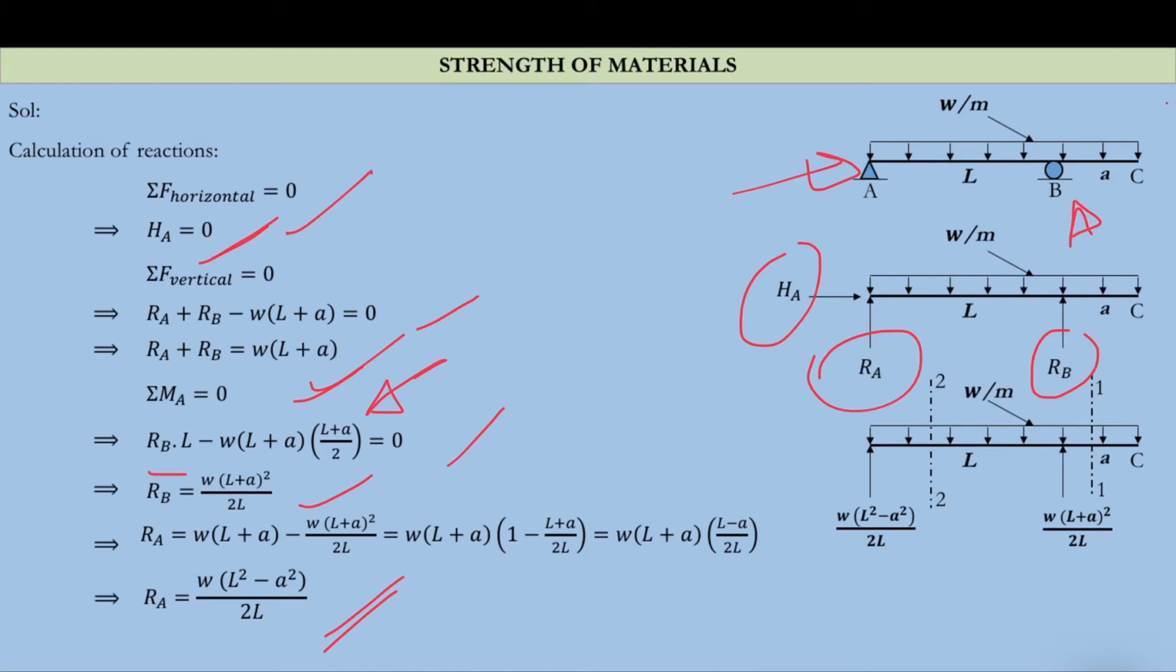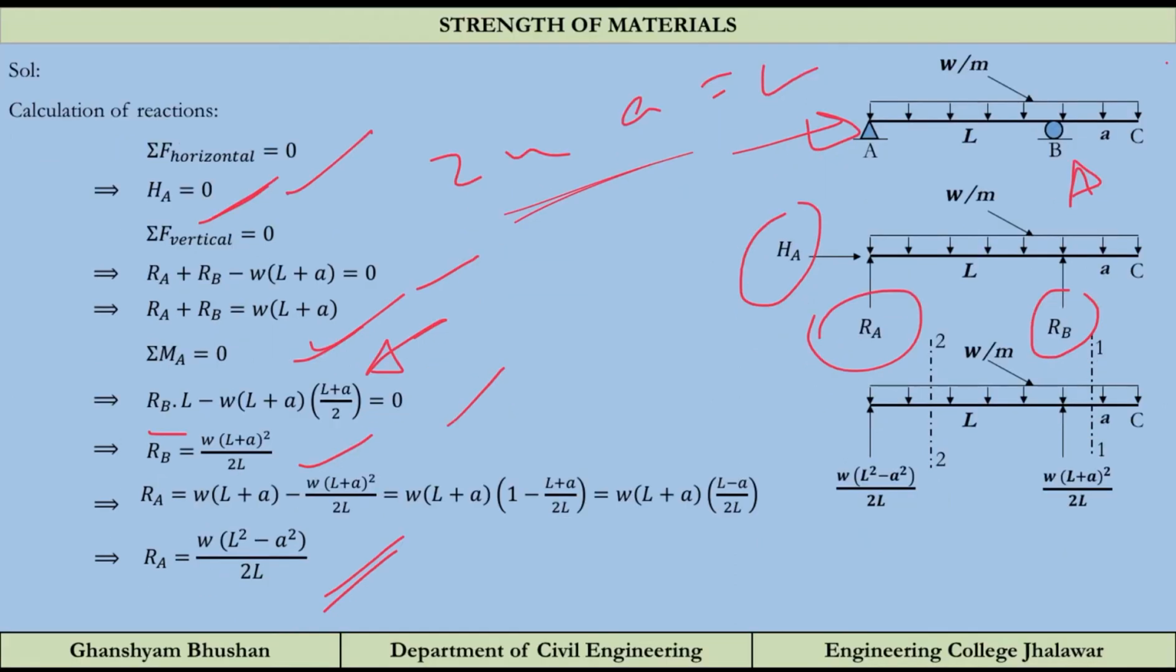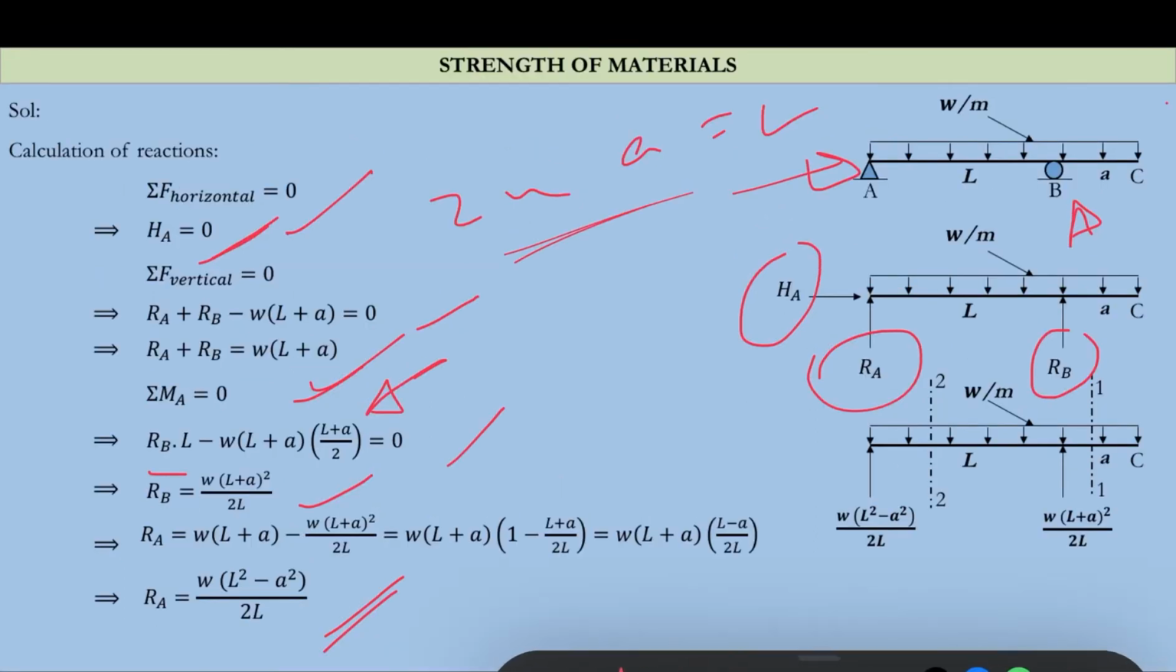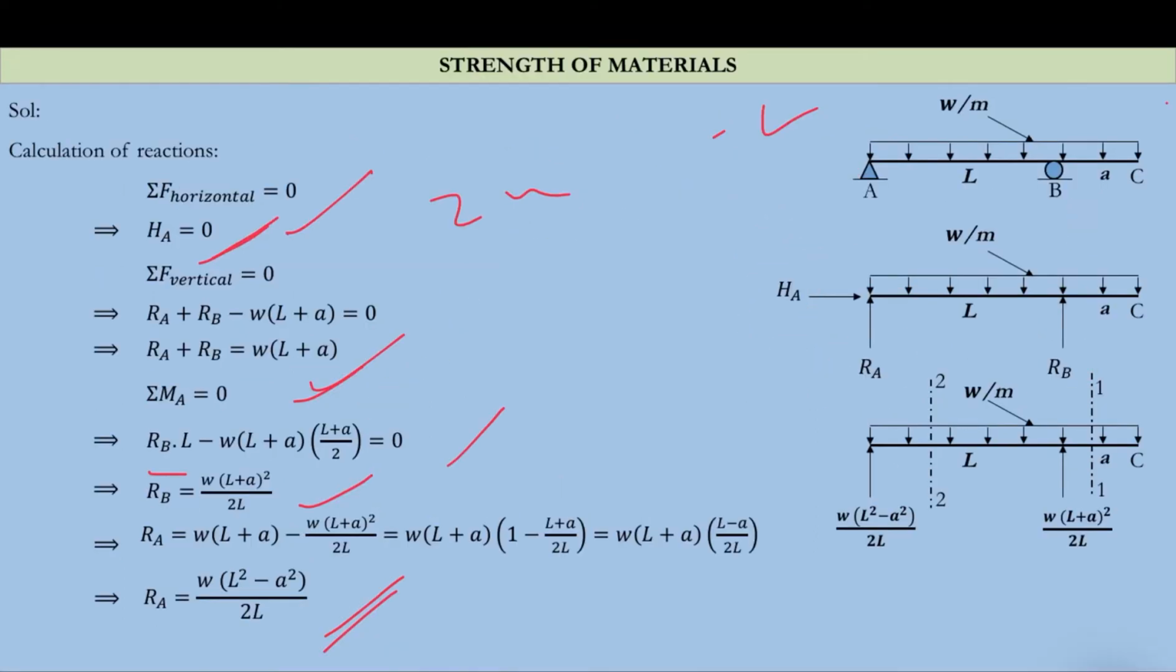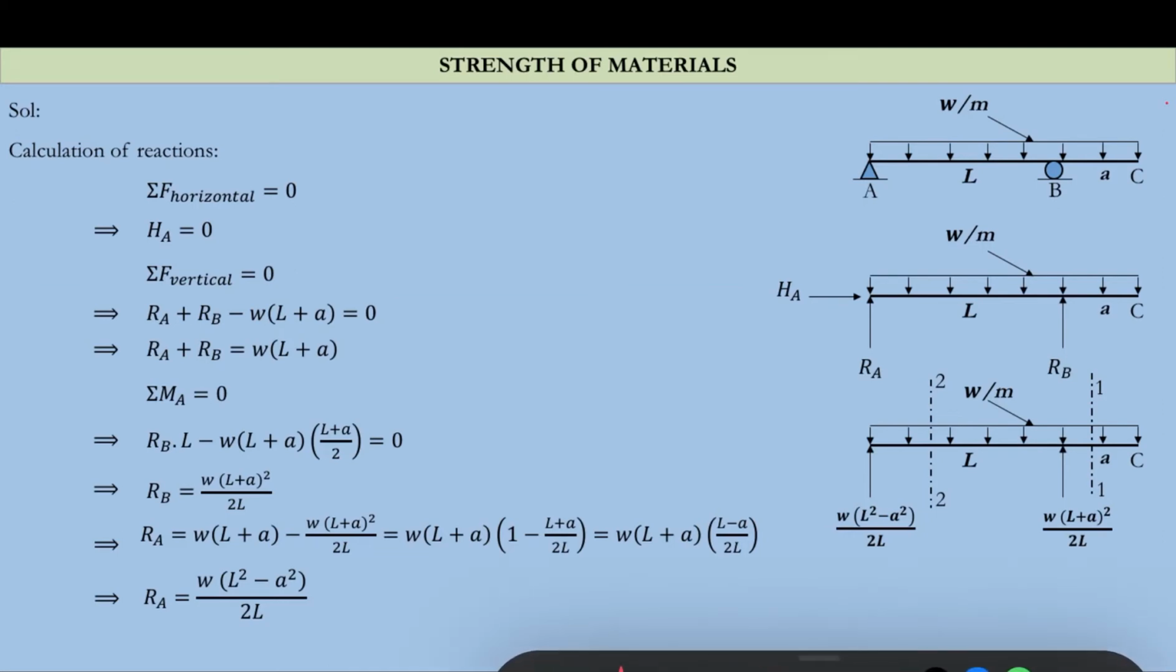In the question, L can be given as 2 meter and A can be given as 1 meter. Any value can be given to us. Right now we are just checking the values depending on the variables L, A and W. So till now we have calculated the reactions. Now, as I have told you, we have to take two sections, two spans where the loading is changing. First we take the section 1-1, and second 2-2, in the spans BC and AB.